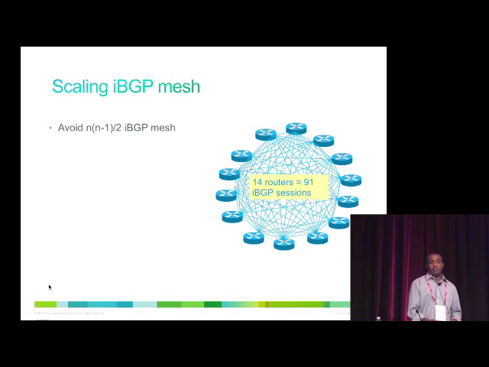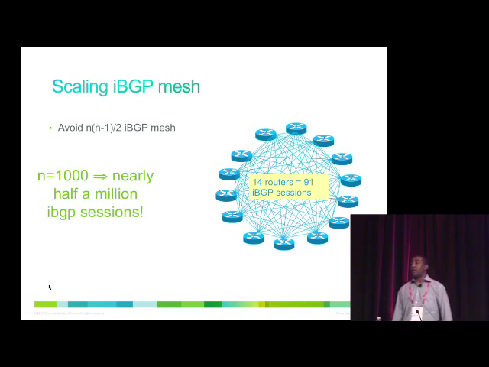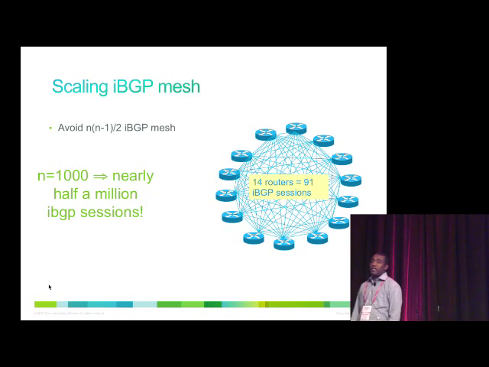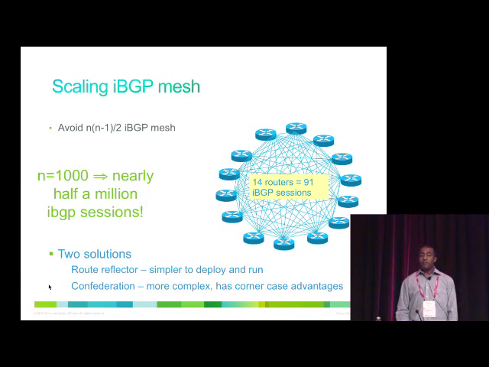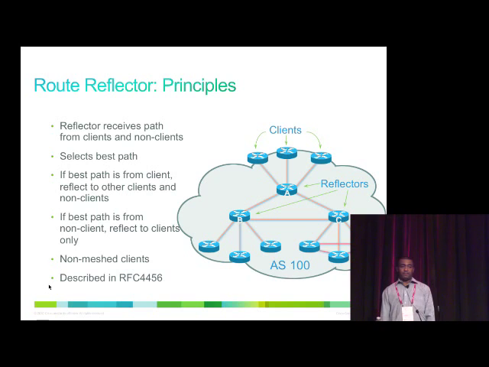But that's a huge problem. That's the n times n minus 1 over 2 scale problem, right? So if you have 1,000 routers running BGP, then you will have about 500,000 peerings to manage. That's a huge amount. So there are two ways to scale for this. One is route reflector, which is the most commonly used and probably the most efficient. The second one is confederations, and we'll discuss both of them.